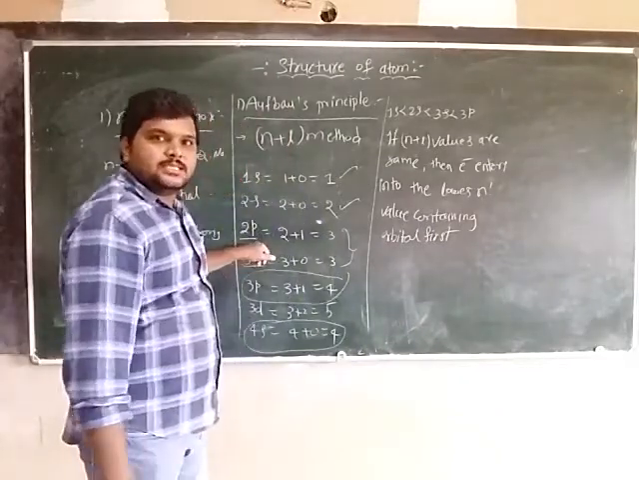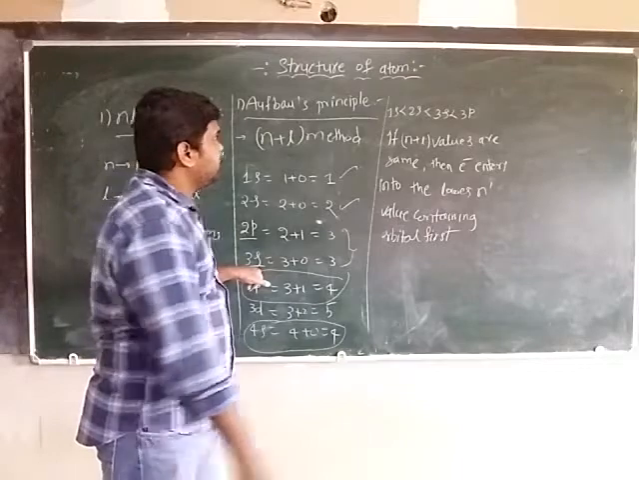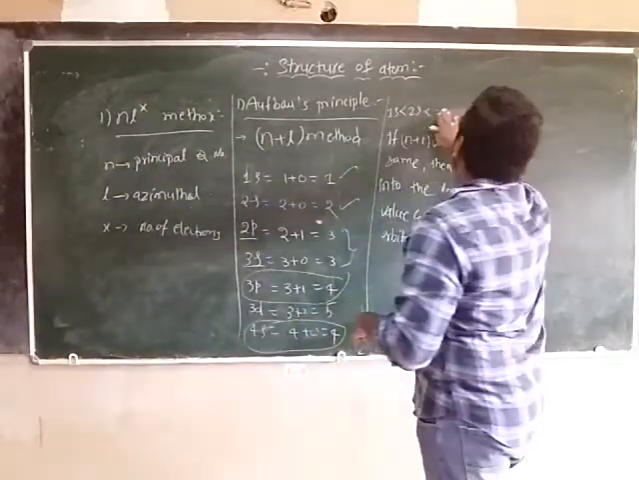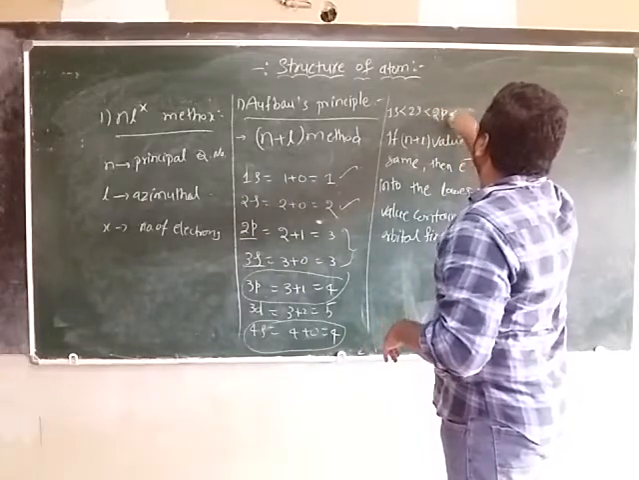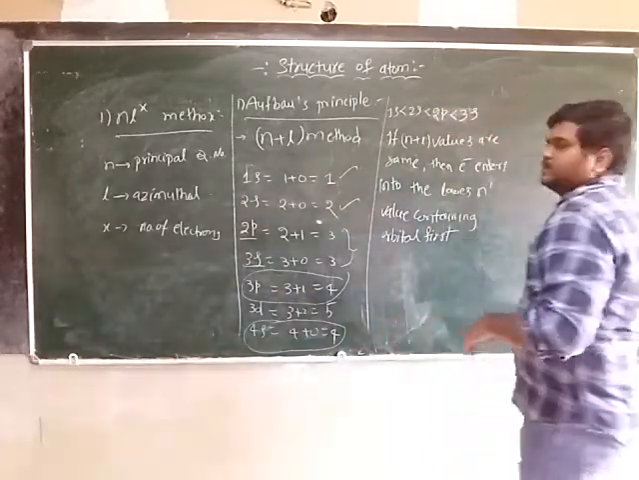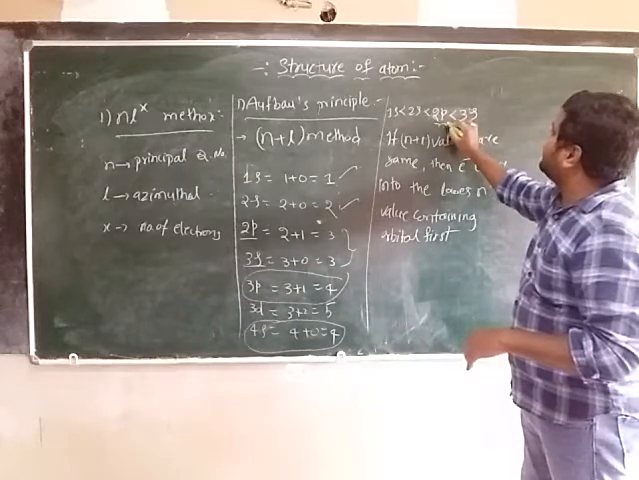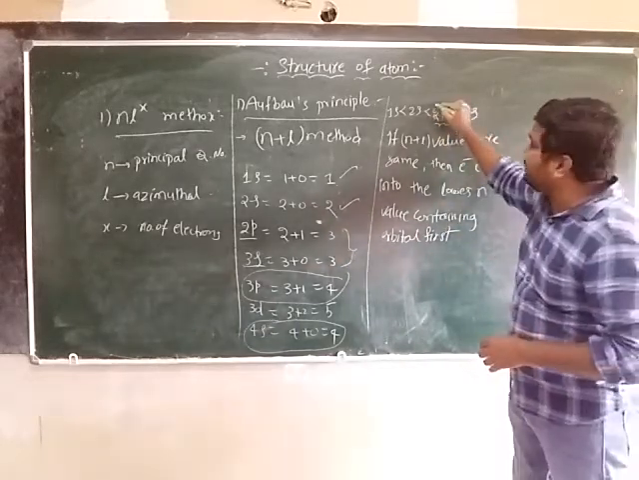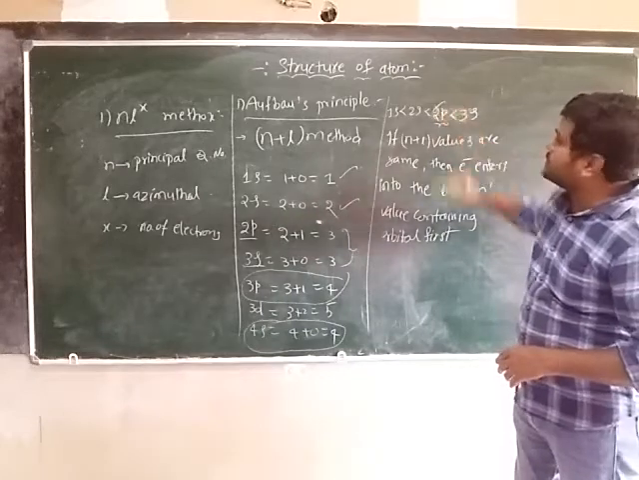The n value is 2 here, and the n value is 3 here. First it enters into the 2p. Sorry, here: 2s, 2p, 3s. Yes or no? So 2p is here, 2 plus 1, 3. 3s is 3 plus 0, 3. So the lowest n value is 2p. So first it enters into the 2p.